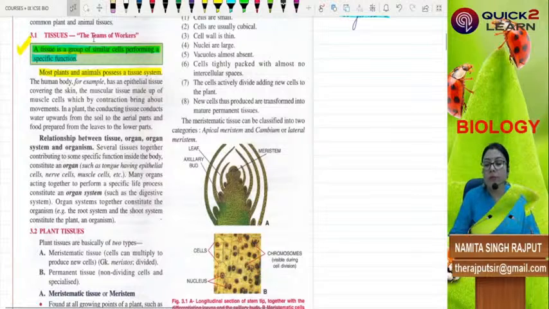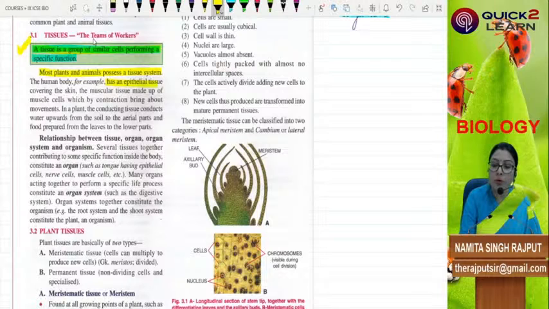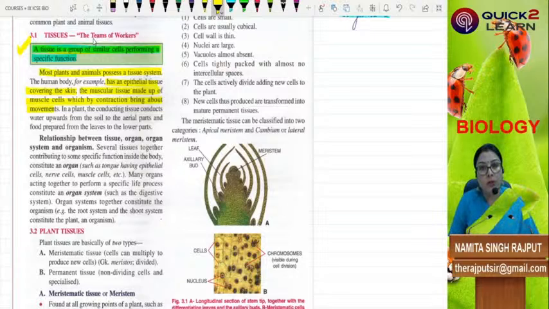In this book they have given an example, like in the human body, epithelial tissue covering the skin, the muscular tissue made up of muscle cells. These are all examples of tissues: muscular tissue, epithelial tissue, and our heart is also composed of various muscles. That is also a different kind of muscle, cardiac muscles, which our heart is composed of. That is also a tissue.